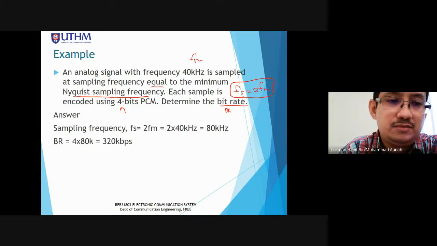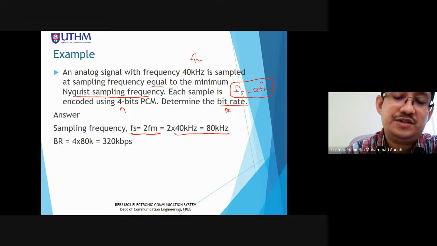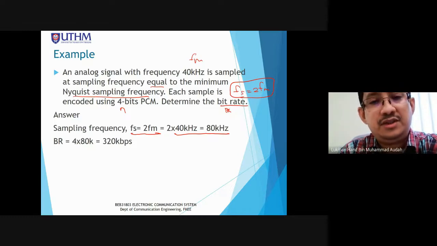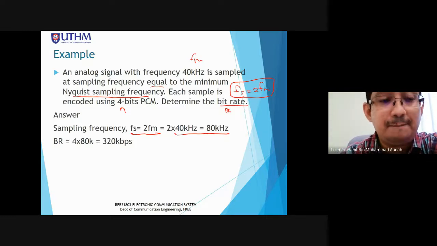Okay. So first we need to know how much is the sampling frequency. So sampling frequency is equal to 2 FM, the minimum Nyquist rate. So this is equal to 80 kHz. Okay, 80 kHz. And from here, barulah kita boleh tentukan bit rate.